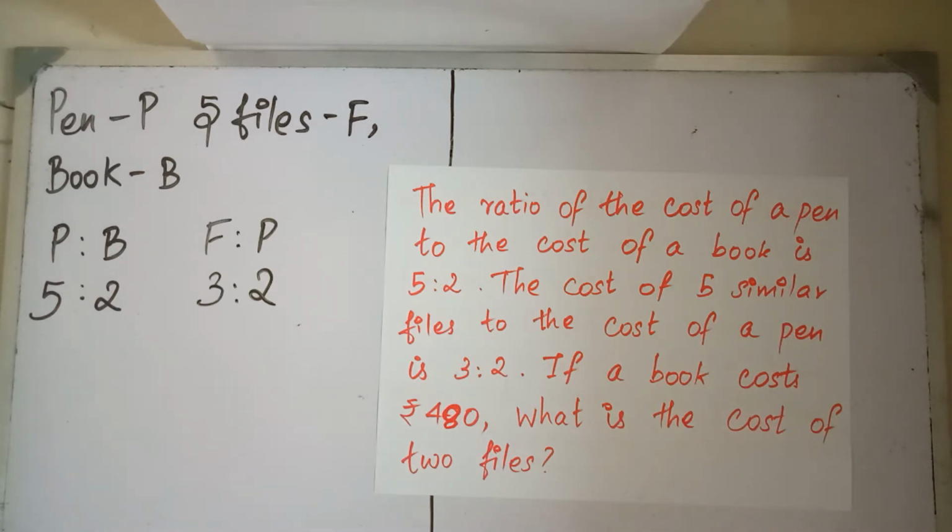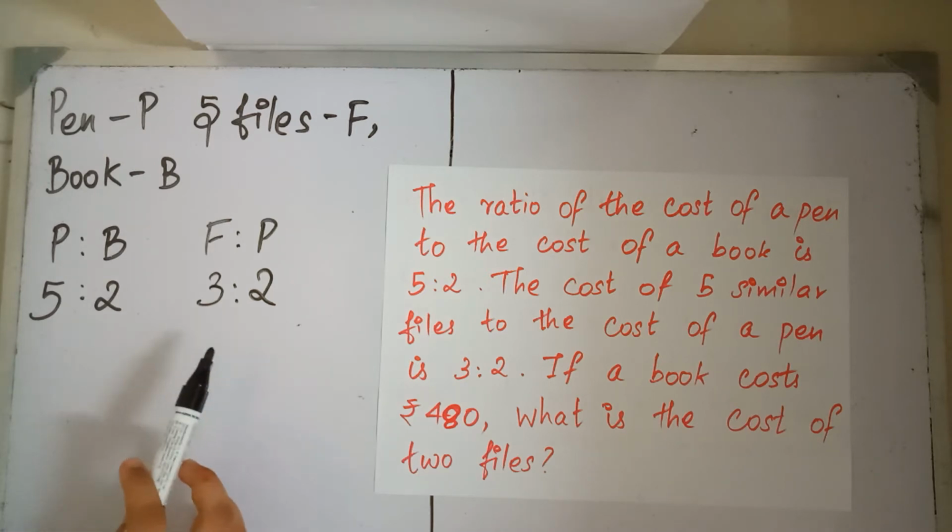Now with this data, how do we find out the value of the pen or the book or the file? They have given us the cost of the book, so how do we find out the value of the pen or the files? Always in a ratio and proportion problem, we have to first find out the constant factor. I have done a few videos on constant factor in my previous videos on ratio and proportion, so you can check them out if you want. But I'll just go through the brief concept over here.